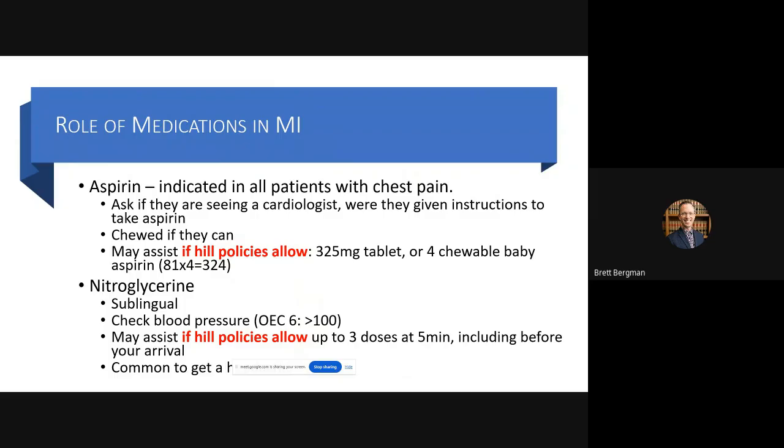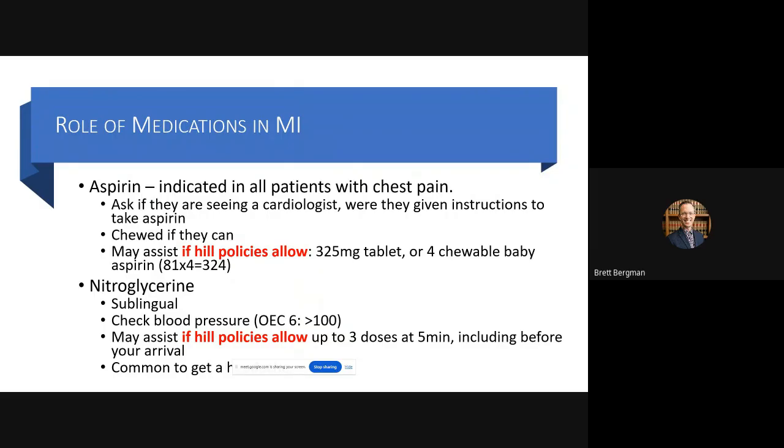Nitroglycerin is going to be a prescription medicine. It's not over the counter like aspirin. It's sublingual, so it goes underneath the tongue, and they have it dissolved completely there. You want to tell the patient not to chew it or swallow it. It's meant to dissolve sublingually. You need to check their blood pressure. If their blood pressure is over 100, then you're good to go. If it's less than 100, it would be contraindicated.